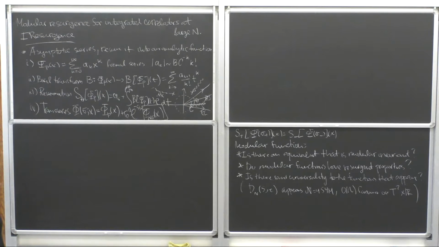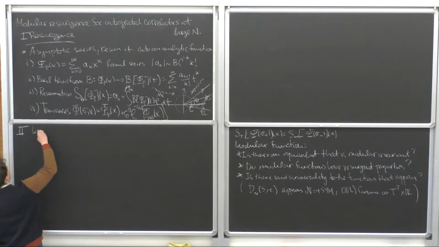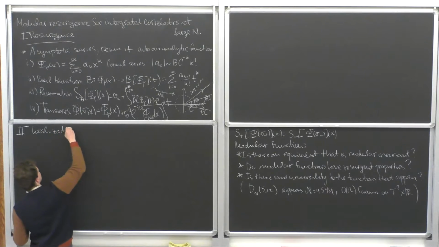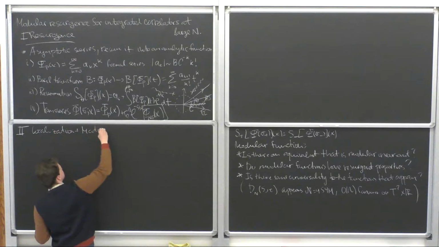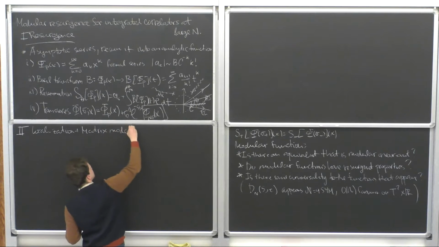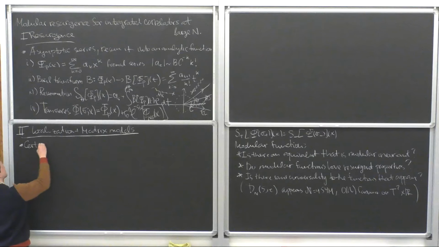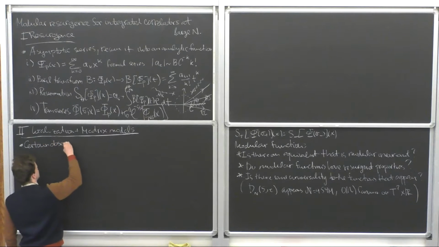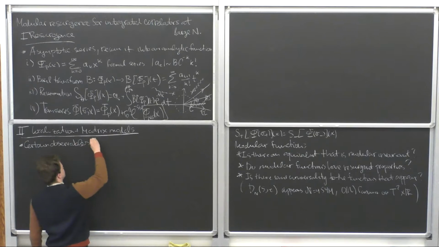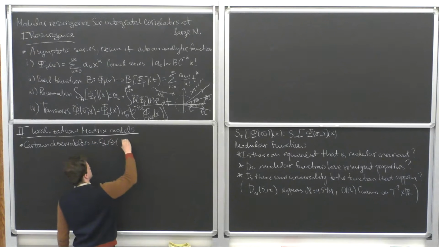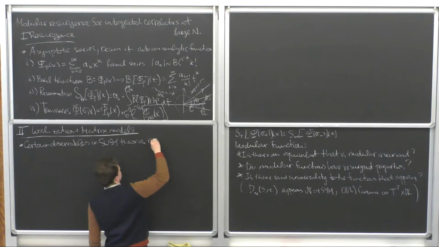So now I'll move on to discuss some of the physical background, in particular why these kinds of things are interesting. The second part of my talk has to do with localization and matrix models. The main idea behind localization and matrix models is that certain observables in supersymmetric theories reduce to finite dimensional integrals.